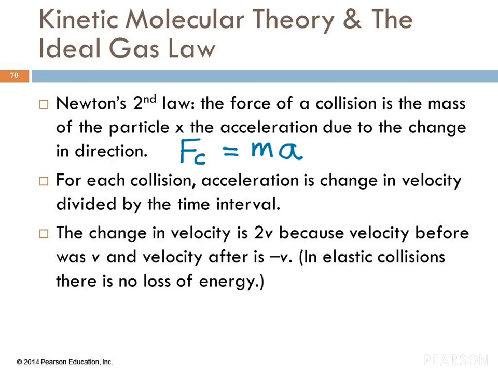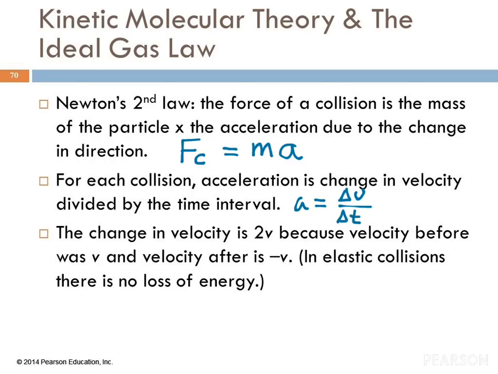So that says the force of a collision is equal to the mass of the particle times the acceleration. What happens when something hits the wall? It's going in one direction, it stops and moves in the other direction. That's a change in velocity. A change in velocity is acceleration. So the acceleration is the change in velocity in a given time interval. So acceleration is the change in velocity, the delta means change, divided by the change in time.